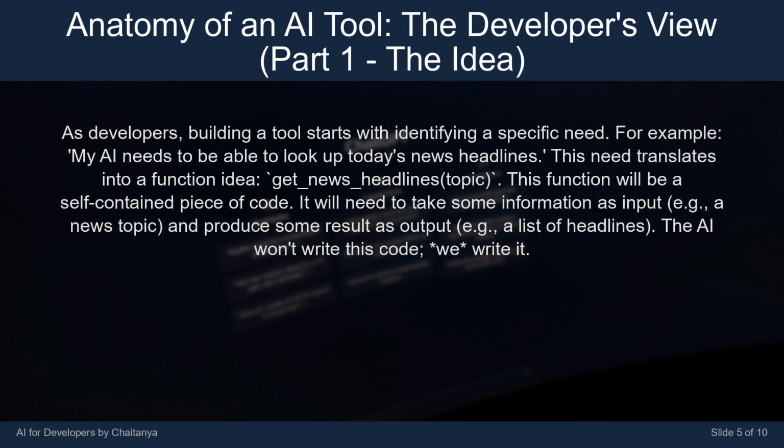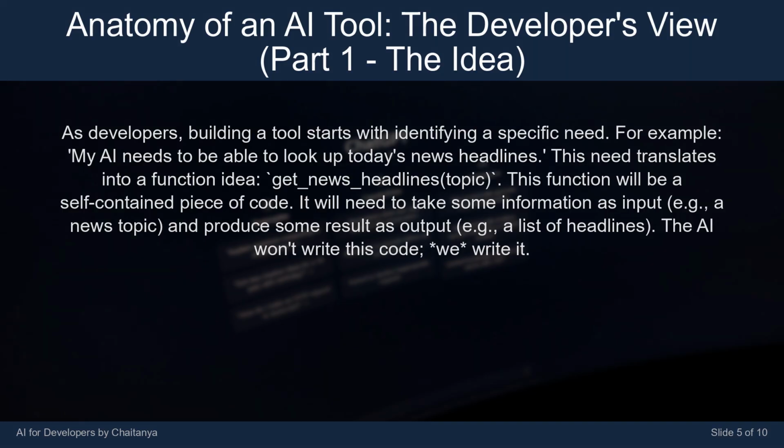As developers, building a tool starts with identifying a specific need. For example, my AI needs to be able to look up today's news headlines. This need translates into a function idea, get_news_headlines(topic). This function will be a self-contained piece of code. It will need to take some information as input, e.g., a news topic, and produce some result as output, e.g., a list of headlines. The AI won't write this code.